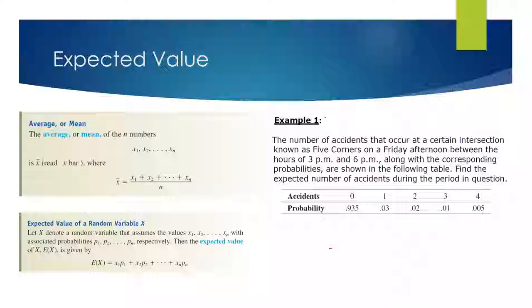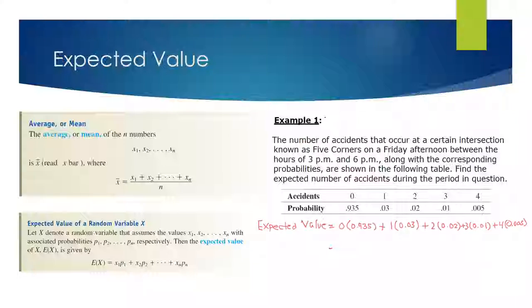I want you to find the expected number of accidents that occur between 3 p.m. and 6 p.m. in 5 Corners using this data. As this formula down here shows you, I'm going to take each one of these outcomes and multiply it by its probability, and then add those together.